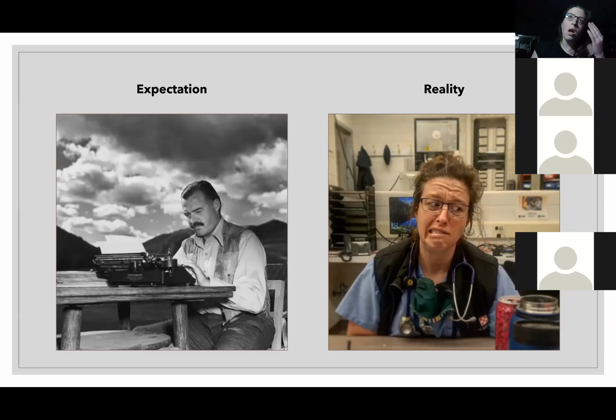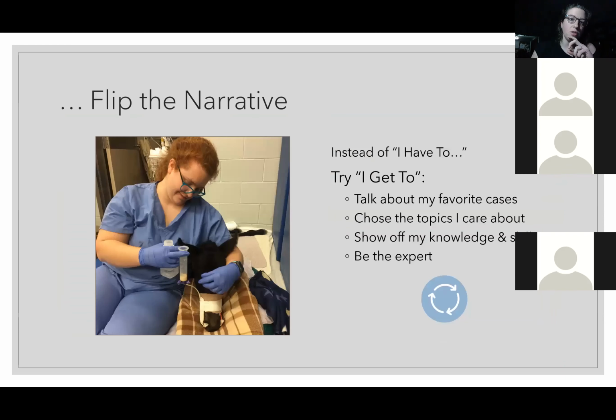And so what I'm trying to deconstruct here is to first flip the narrative. When you go to write your case report, when you go to do some research on your case report, instead of saying, I have to do this thing, try saying, I get to. You get to talk about your favorite cases. You get to choose the topics that you care about. You get to show off your knowledge and your skills. You get to be the expert.